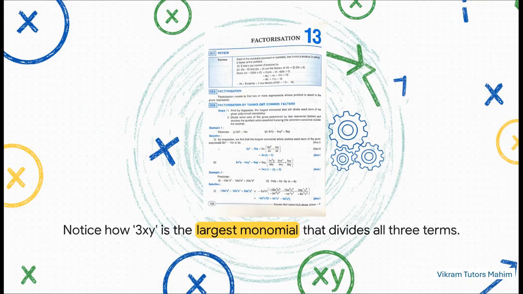Okay, let's look at a real example. We've got 3x squared y minus 6xy squared plus 9xy. Now let's play detective. What do they all share? Well, 3, 6, and 9, they're all divisible by 3. Cool. They all have at least one x, and they all have at least one y. So, boom, our greatest common factor is 3xy. We just yank that out to the front, and suddenly, what's left inside is way simpler.